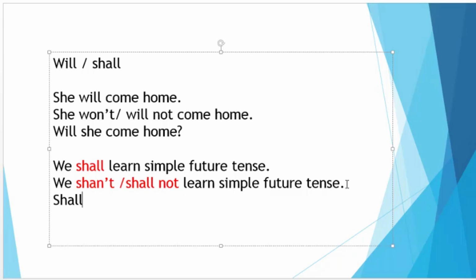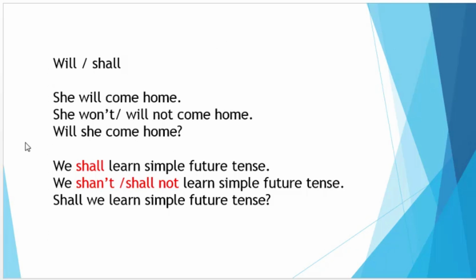For example, shall we learn simple future tense? Simple future tense. Okay, so question mark. These are the different structures of the two auxiliary verbs. She will come home. It's positive. She won't come home, or she will not come home. It's negative. Will she come home? It's a question. Okay. Now I want you to pause the video and understand everything.